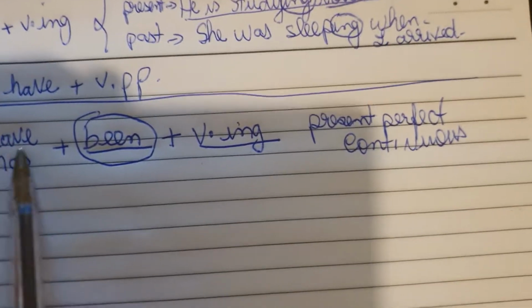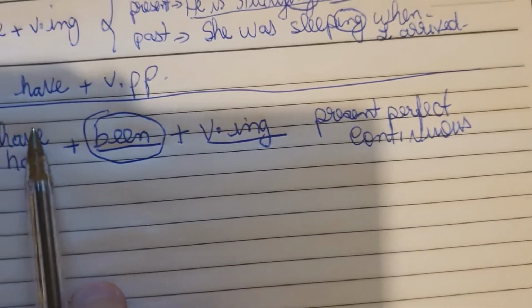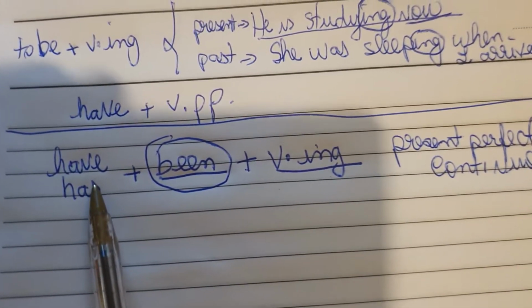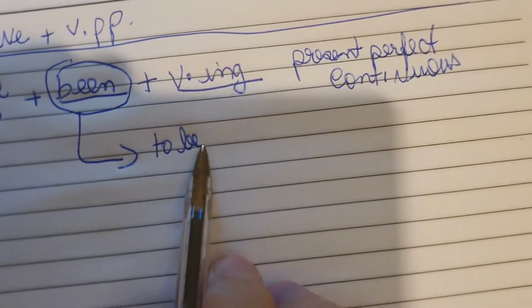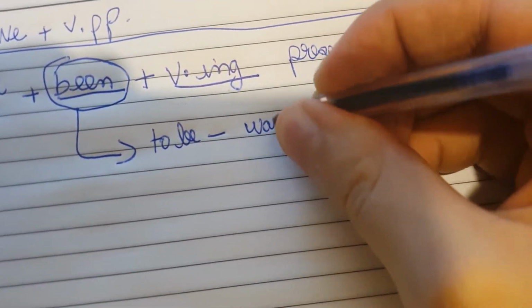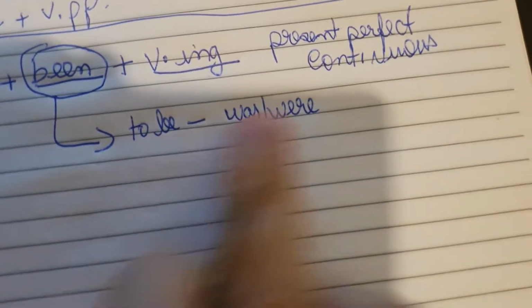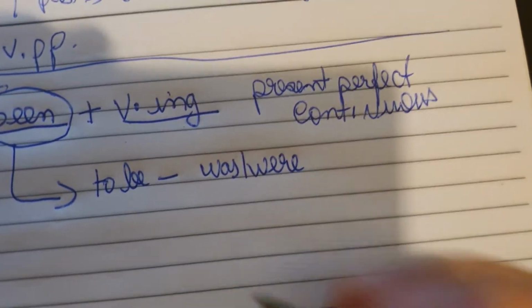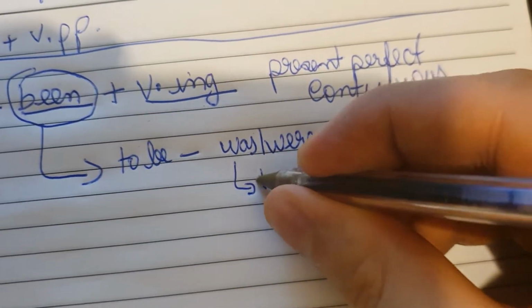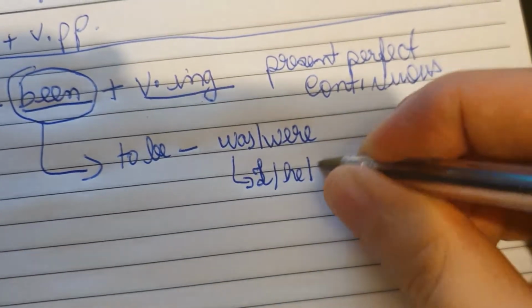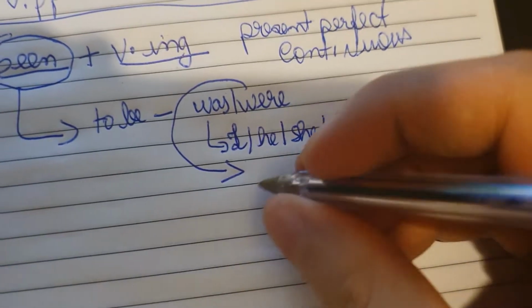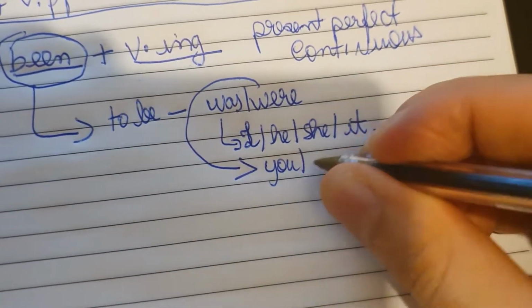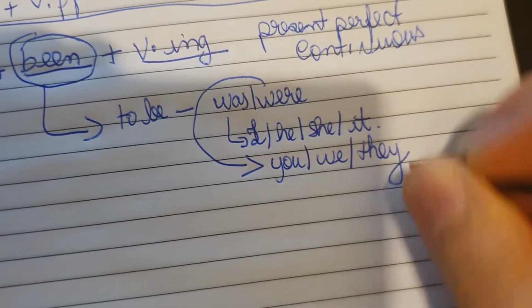As you may be able to see here, you have the verb have or has, right? Plus been. What is been? Let's remember the verb to be in the infinitive form. Was, were is the simple past of the verb to be. In which situations do we use was? I was, he was, she was, it was. For the other pronouns we use were, such as you, we, and they, right?